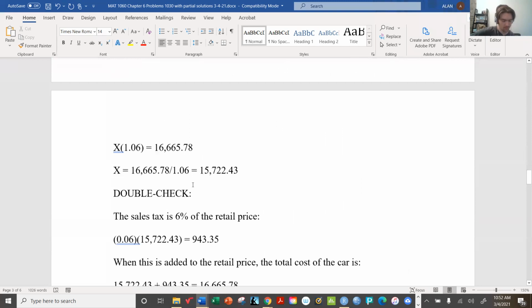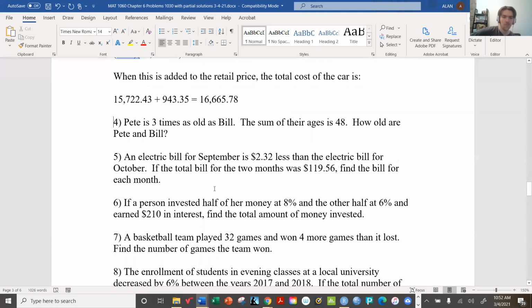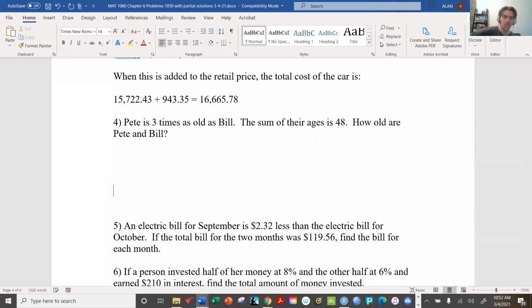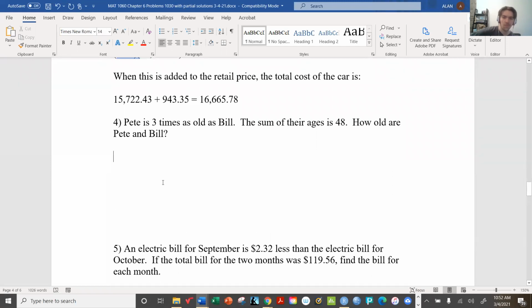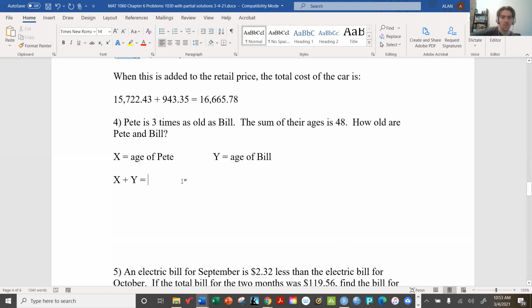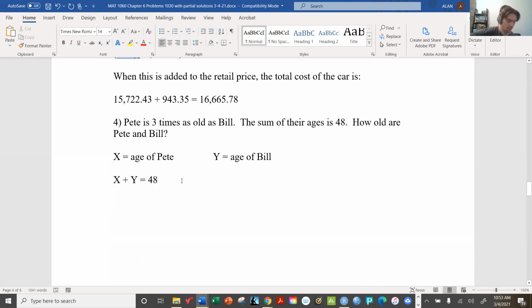All right, very good. Now, here's one you've probably seen questions like this before, especially on the SAT. Lots of these types of problems. You have Pete and Bill. Pete is 3 times as old as Bill, and the sum of their ages is 48. So how old are they? Well, this is another linear problem. So let's let x be the age of Pete, y could be the age of Bill. And what do we know? Well, the easy part is their sum is 48, but we also know that Pete is 3 times as old as Bill, and therefore, that implies that x equals 3y.